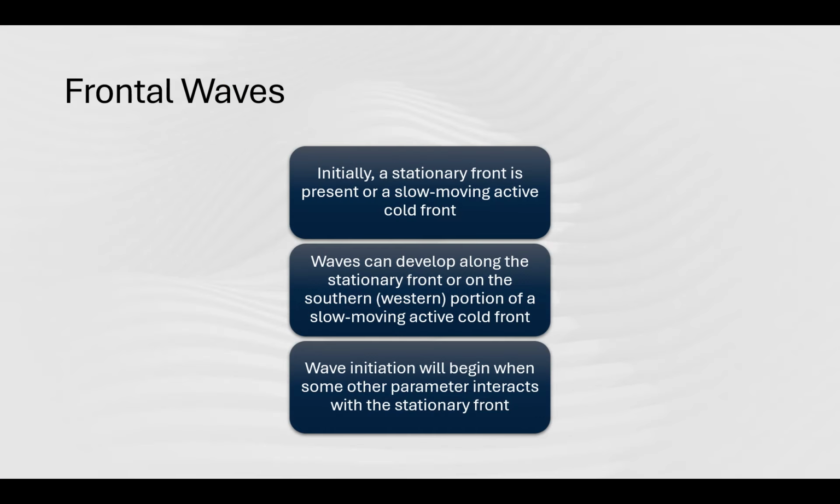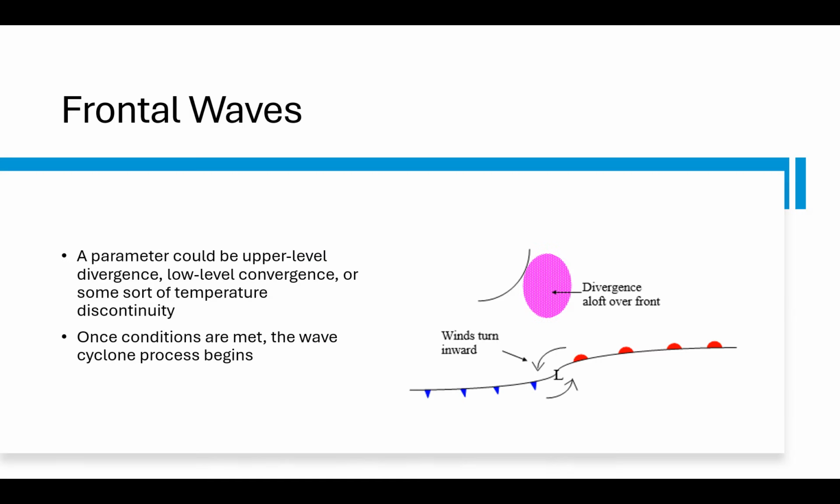So for frontal waves, initially we get that stationary front, that polar front. It's present, or we can even have a slower moving active cold front. Waves then can develop along this stationary front or on that southern or western portion of a slow moving active cold front. And you get wave initiation, which will begin when some other parameter interacts with that stationary front. What could that parameter possibly be?